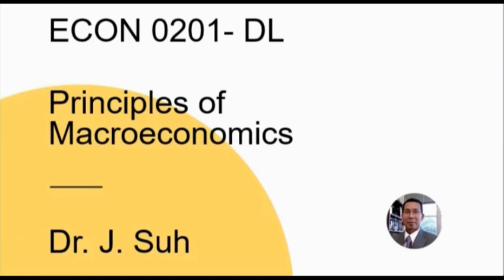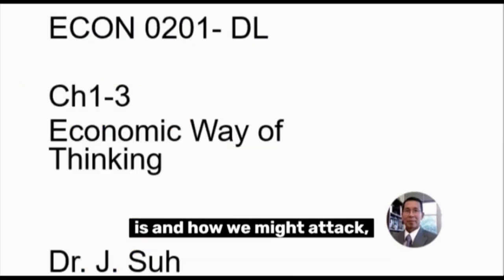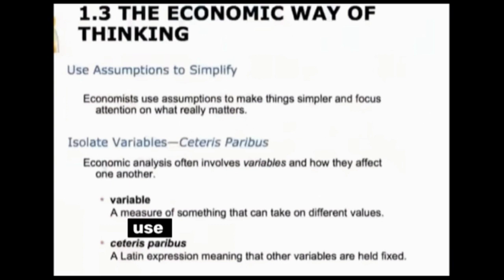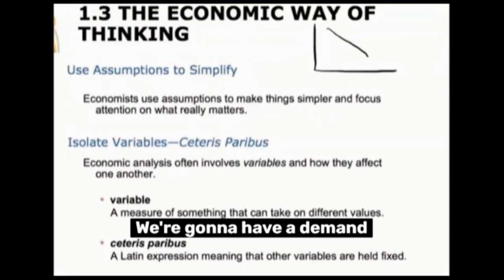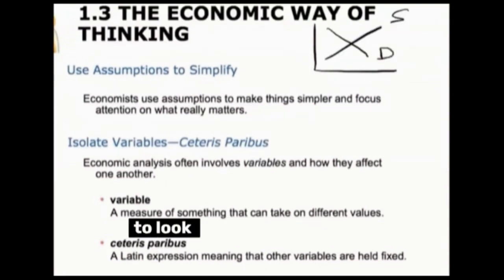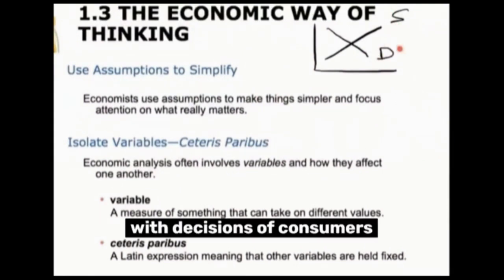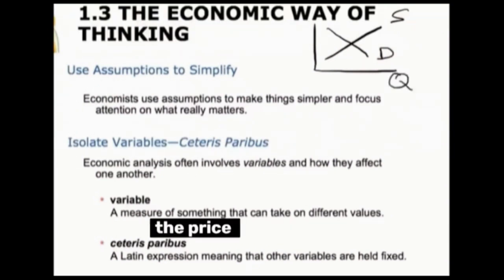Now let's look at how economists think and what the economic way of thinking is and how we might attack answering the questions that are posed to economists. Well, economists in general use assumptions to simplify the world. We're going to build economic models that have supply and demand graphs that are going to interact with each other. We're going to have a demand and a supply. And then we're going to try to look at how the decisions of producers interact with decisions of consumers and how those interactions determine the quantity and the price of a good or a service.